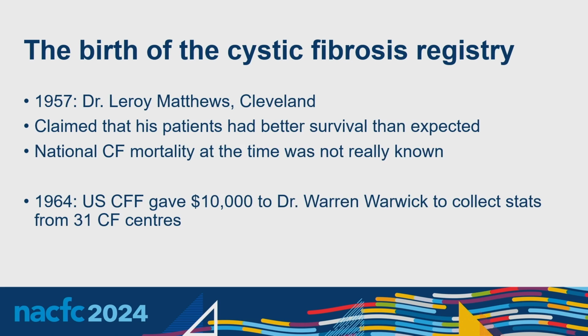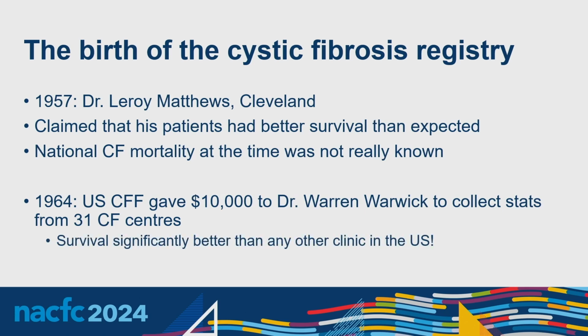So the CF registry really began back in the 1960s. In 1957, a pediatrician in Cleveland felt that his patients had better survival than expected, and there were no registries at that time, so the national CF mortality was not really known. But eventually, the Cystic Fibrosis Foundation in 1964 gave $10,000 to Dr. Warren Warwick to collect statistics from 31 different centers across the country to see if what Dr. Matthews was saying was actually true. And so he put together all the data, analyzed it and came up with a report, and lo and behold, there was a significant survival benefit at Dr. Matthews' clinic compared to the other clinics that he collected data from.